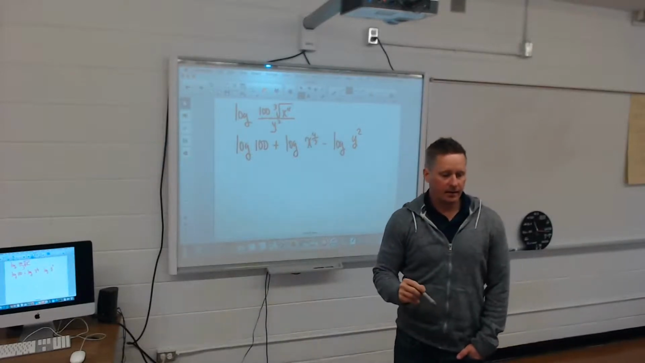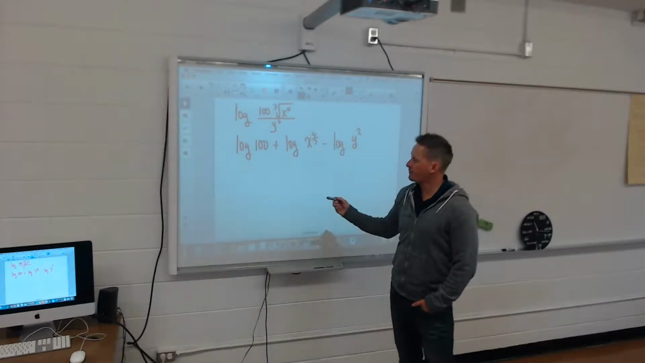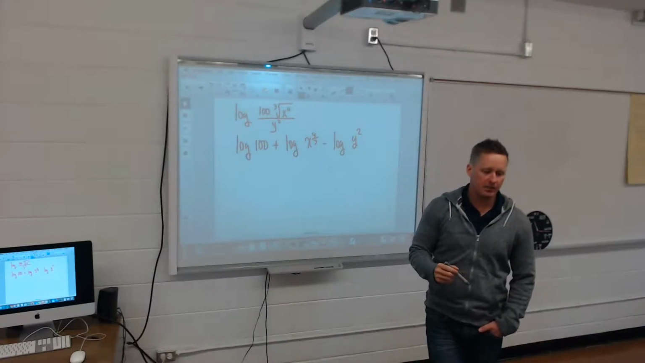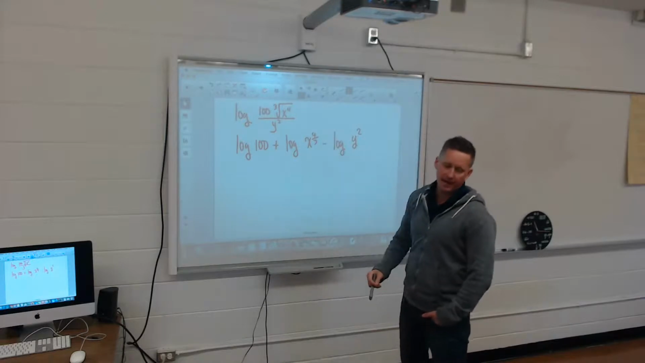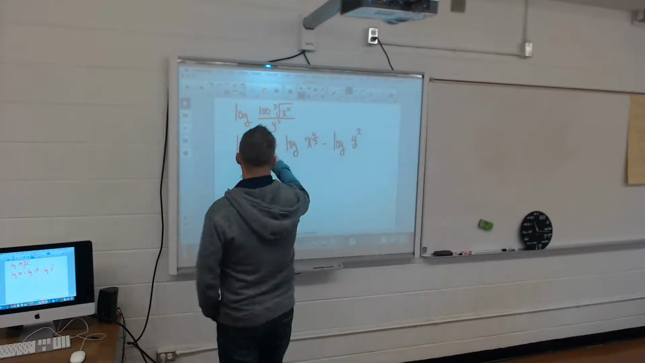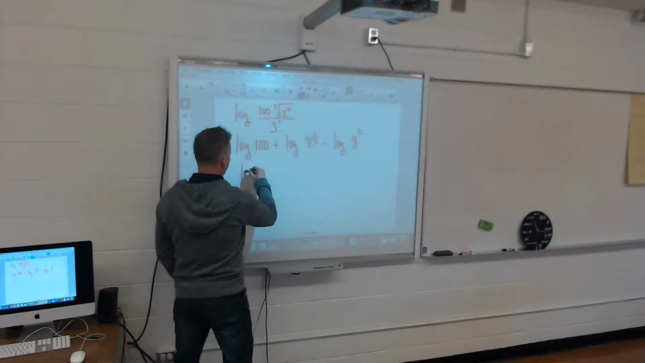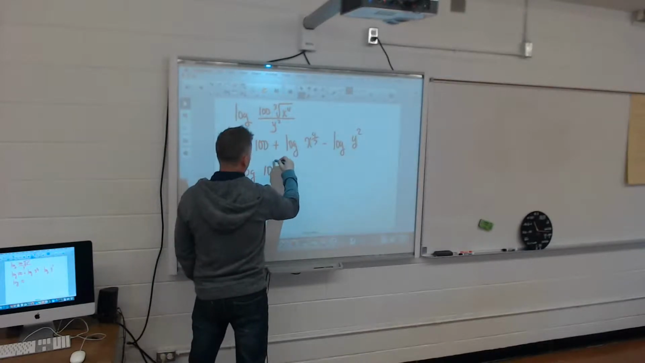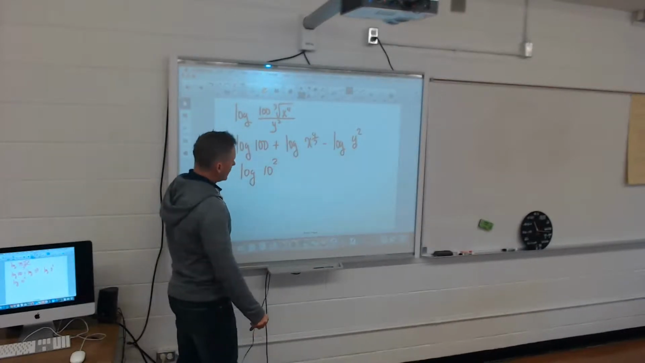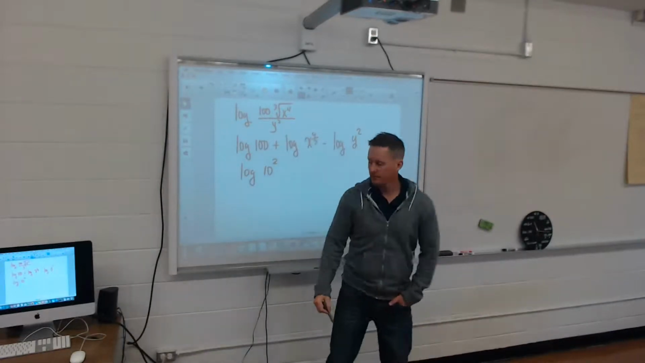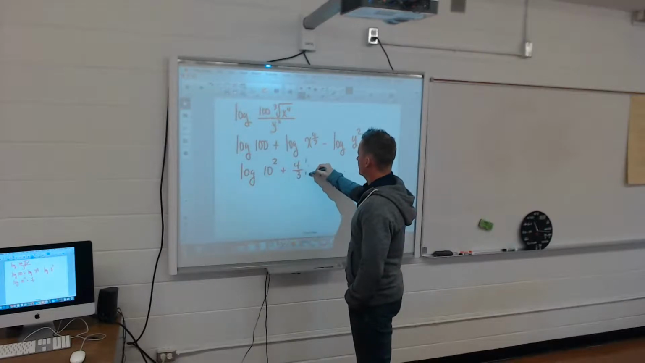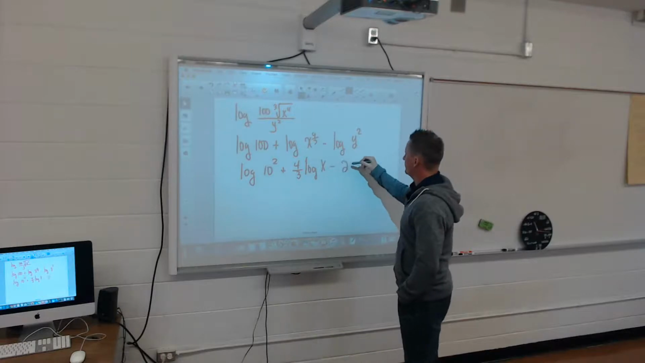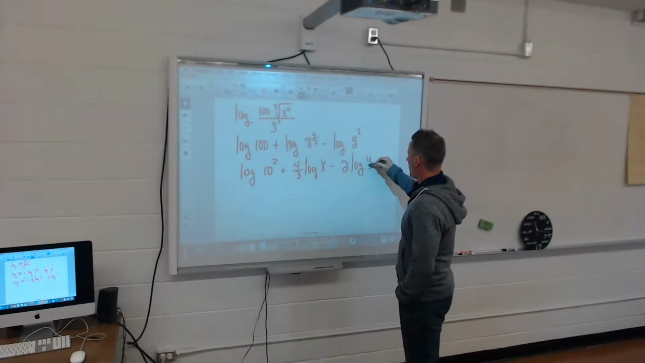Now again, one thing that I didn't point out earlier, and I have to point out now, is if there is no base written, it is known to be 10. So this is in base 10. So if you look at log 100, that's 10 squared. Plus this will be 4/3 log x minus 2 log y.